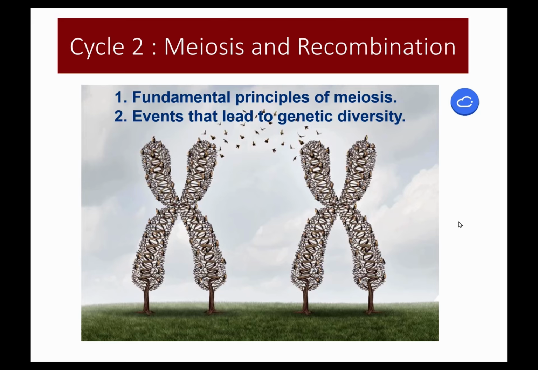So that independent assortment. And the third thing that leads to genetic diversity, which comes after meiosis is complete, is the actual act of fertilization, which is random. So random fertilization.